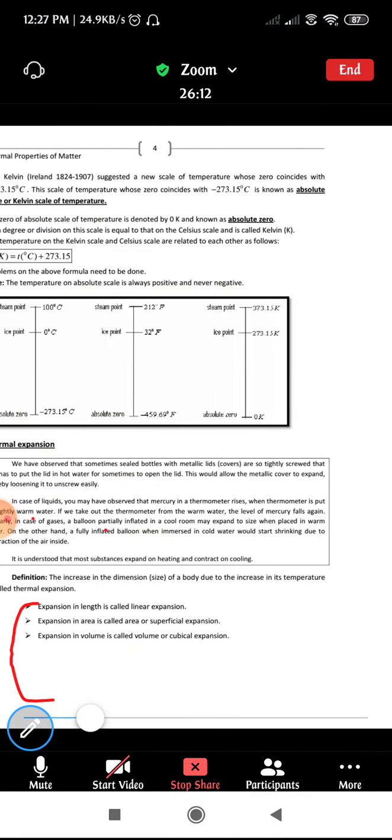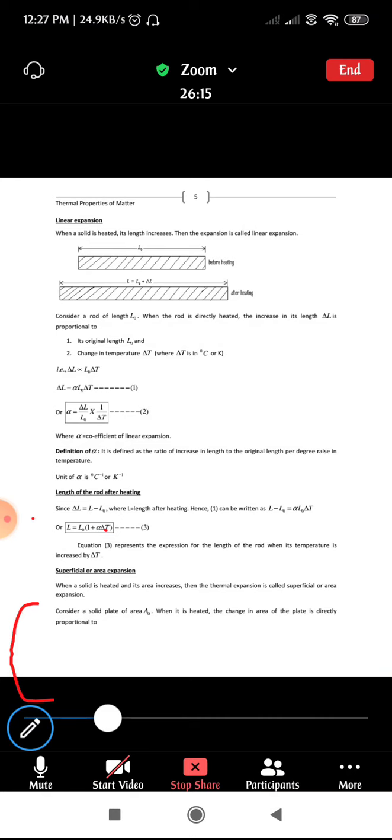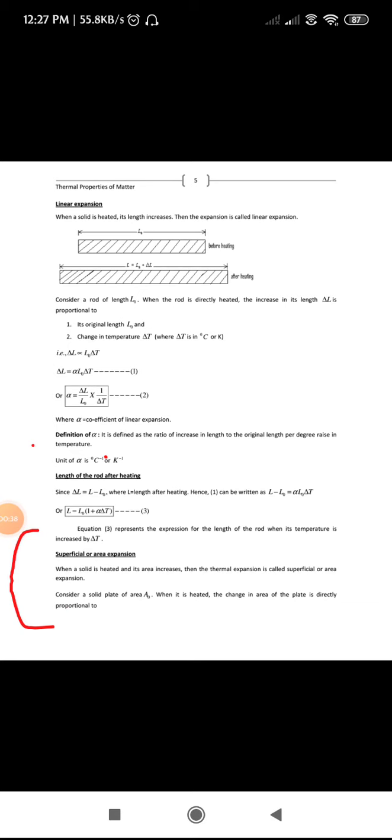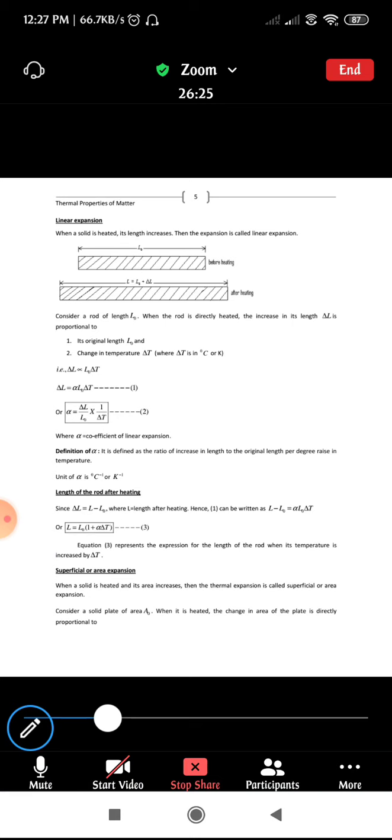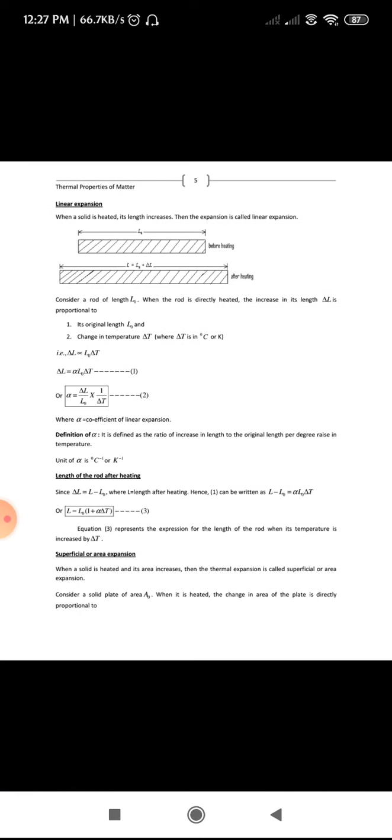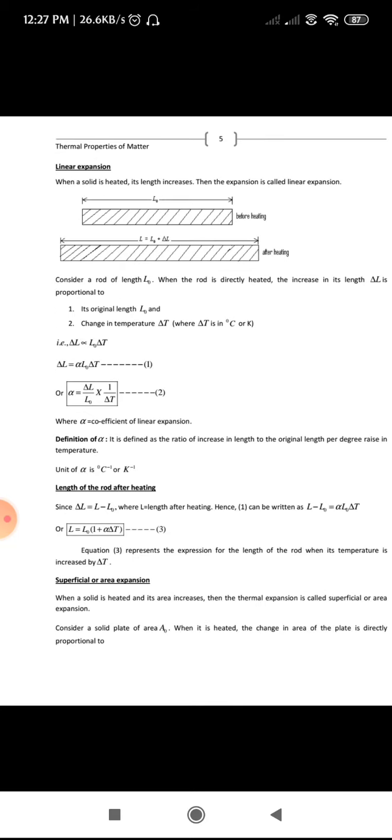Next, coming to linear expansion, let us go through what we mean by it. When a solid is heated, its length increases, and that expansion is called linear expansion. So when you take any solid and increase its temperature, the length of the solid increases. This type of increase in length is called linear expansion. Let us come to the figure here.